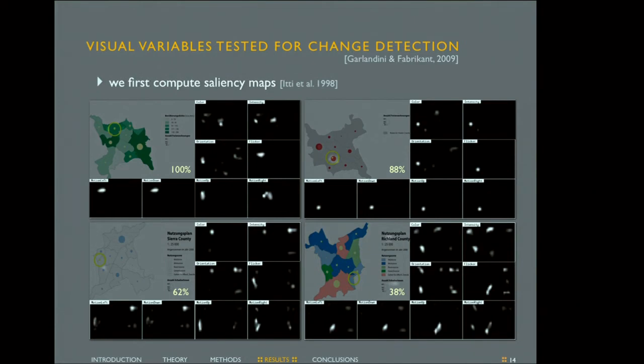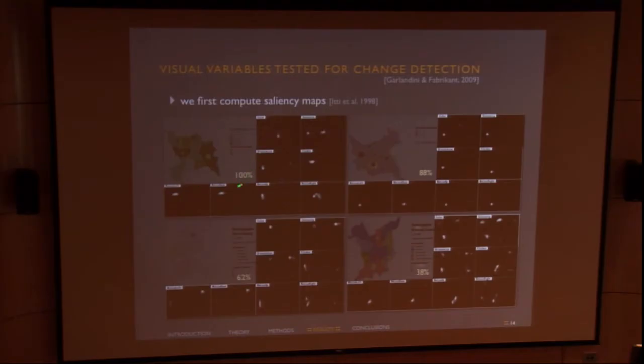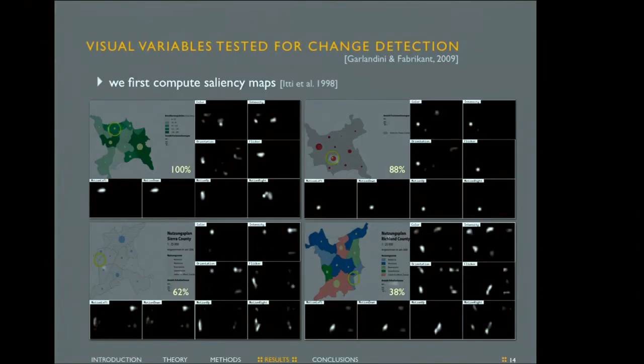So using value, this particular visual variable, all people would automatically see the correct changing zone first. If we used size, only 88% of the people would first discover it. This is the first eye movement discovering the correct changing zone. As you can see, this is the top candidate, the second candidate, then orientation is the third, and the last would be color value.